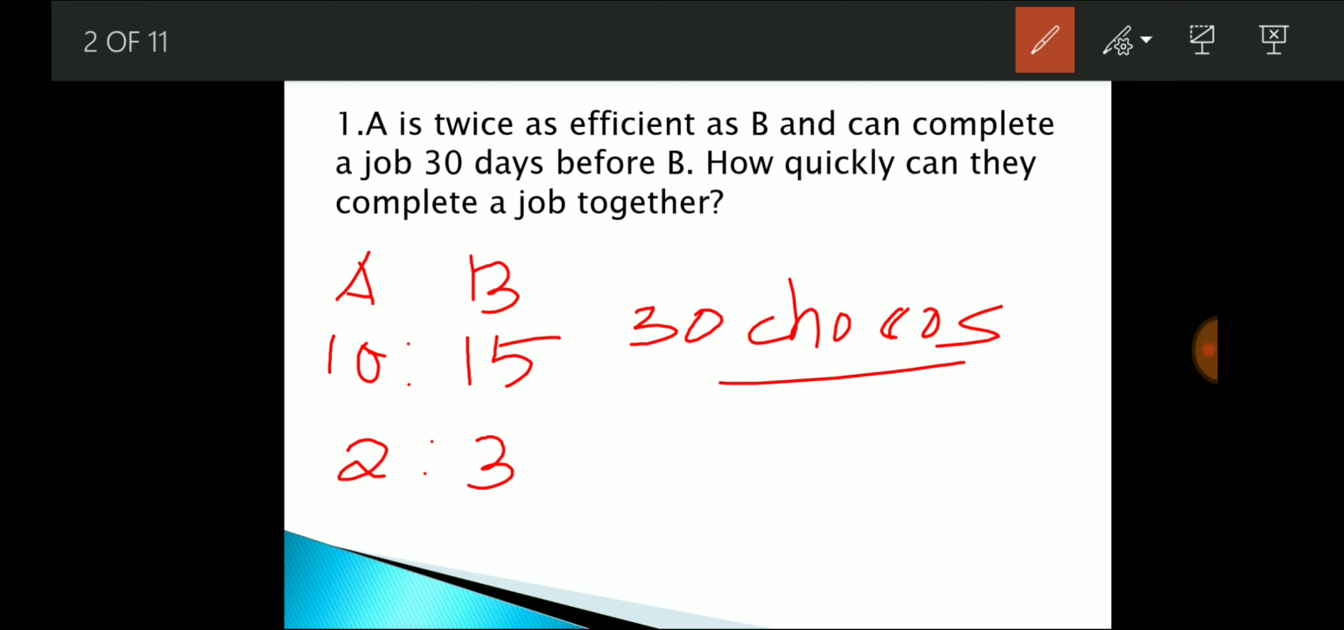So 2:3 is the time taken ratio, but the efficiency, that is, how efficiently they are able to work on the 30 chocolates: A is able to finish in 10 days, so 30 chocolates in 10 days means per day A can have 3 chocolates. B, 30 chocolates in 15 days, means B can have 2 chocolates per day. So time taken is in the ratio 2:3, while the efficiency is in the ratio 3:2, which tells us efficiency is inversely proportional to time, opposite to each other.